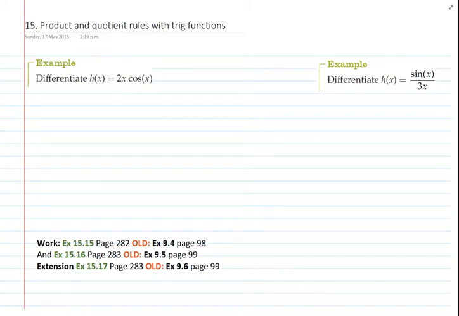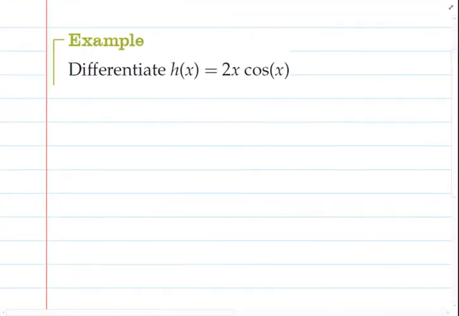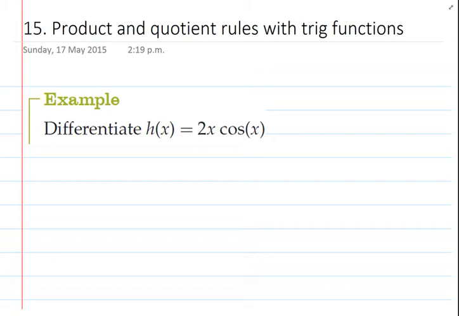Alright, product and quotient rules with trig functions. So we've got two examples to get through here, and really it's just applying stuff we already know. In theory I would expect you to do this anyway, but I'll go through an example just in case you've got some anxiety trying these.